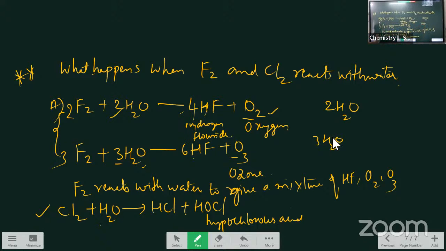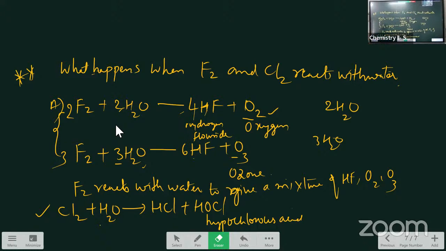Somehow we have to remember and reproduce it in the exam. For other people it may look funny, but for us, what is important is that we write it in the exam. So how many moles of H2O? 2 moles of H2O means oxygen, O2. 3 moles of H2O means ozone.